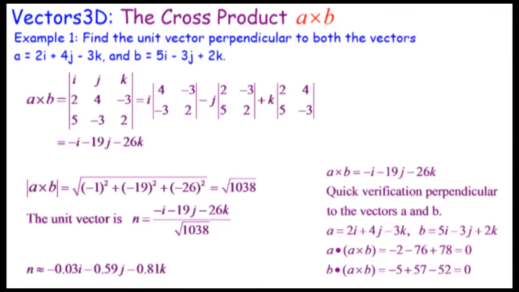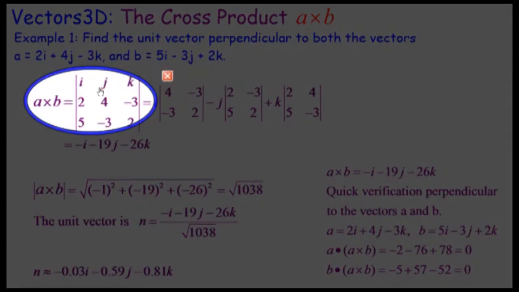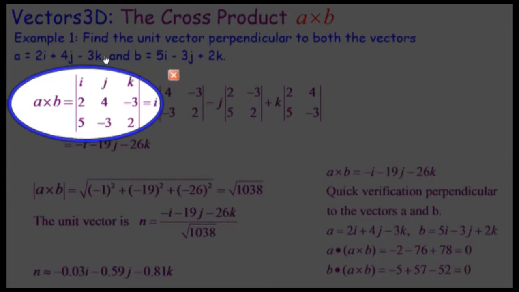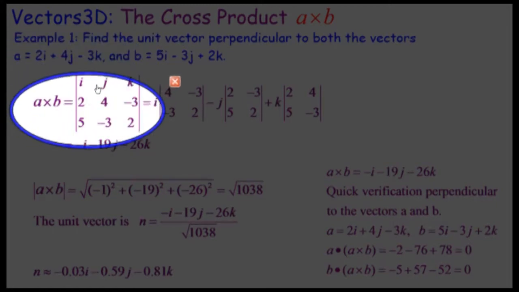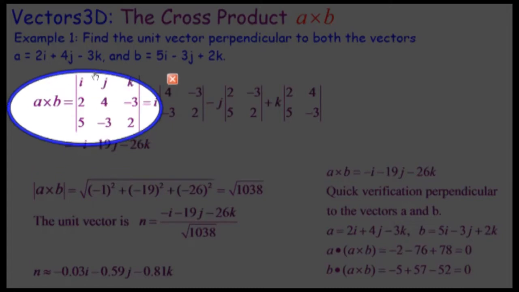Our first example says find the unit vector perpendicular to both the vectors A and B. So this is the determinant we have to work out here: I, J, K, and we put the vector A, 2, 4, minus 3, and then B, 5, minus 3, 2, down the bottom there. So this is the determinant you need to work out.